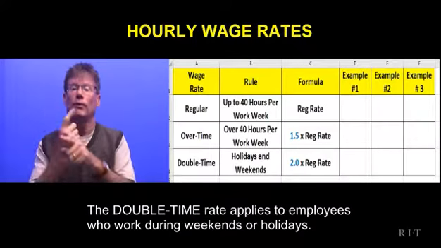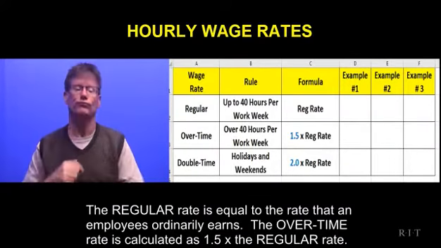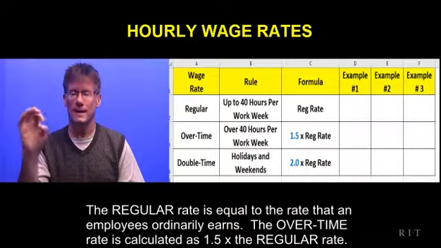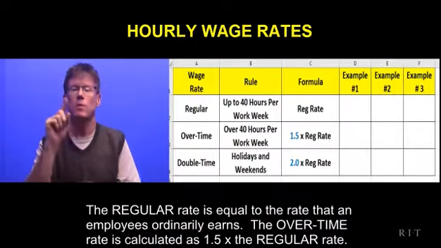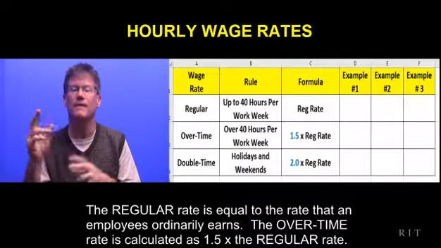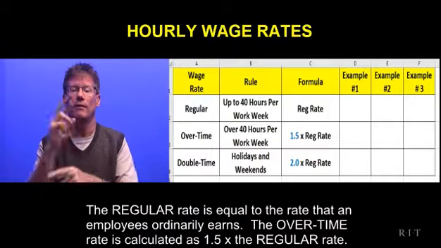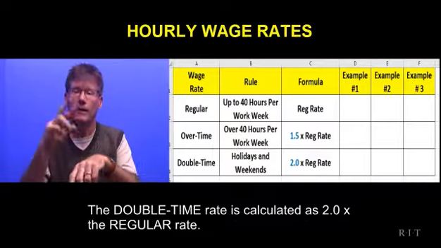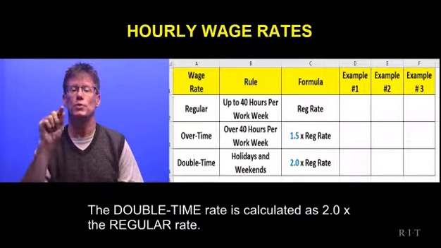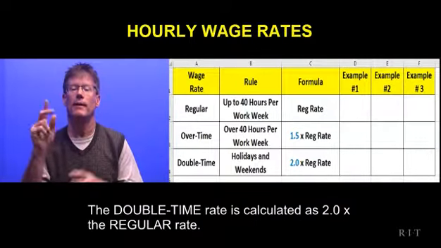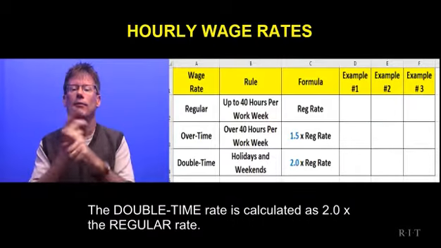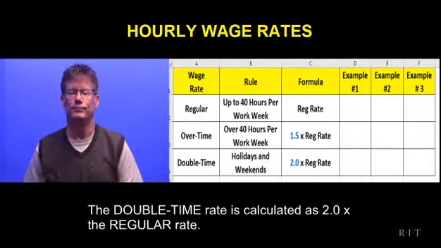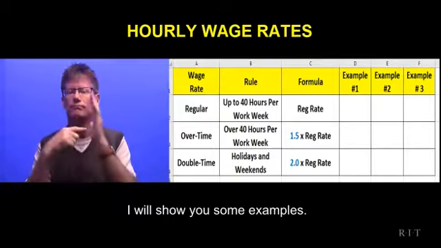The regular rate is equal to the rate that an employee ordinarily earns. The overtime rate is calculated as 1.5 times the regular rate. The double time rate is calculated as 2.0 times the regular rate. I will show you some examples.